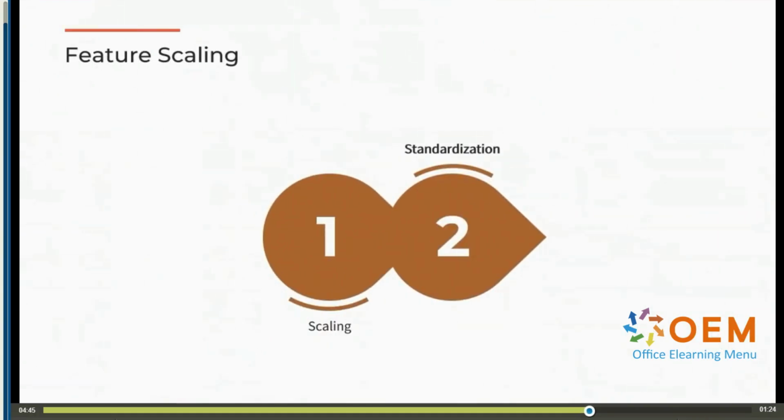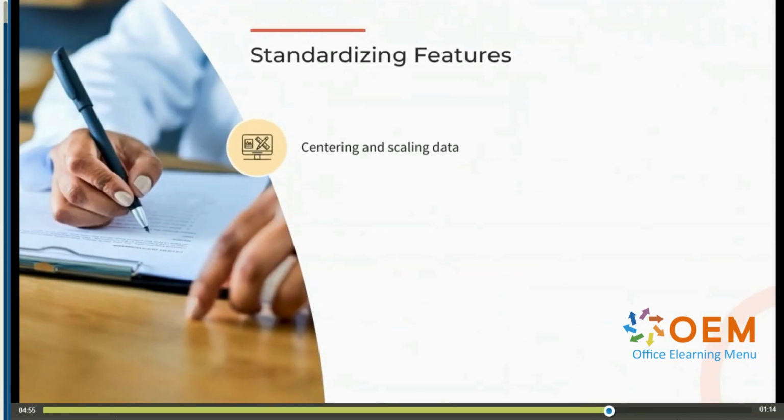Now we'll turn our attention to another preprocessing technique for numeric features, and that is standardization or standard scaling. This technique is also known as Z-score normalization. It transforms your data so that every feature has a mean value of 0 and a standard deviation of 1. And this is achieved by subtracting the mean of each feature from every data point in that feature and then dividing by the feature's standard deviation.